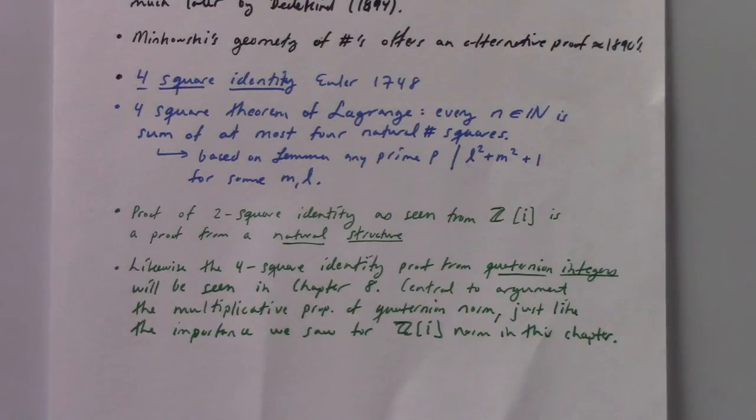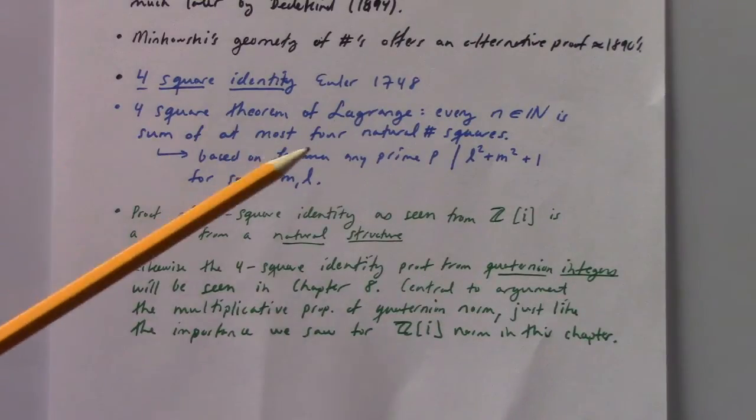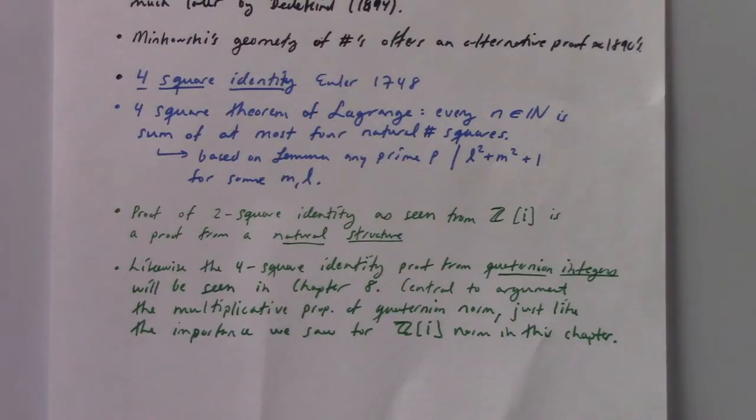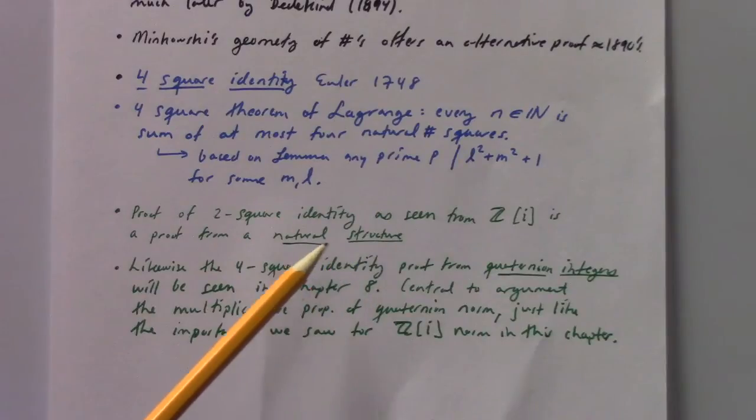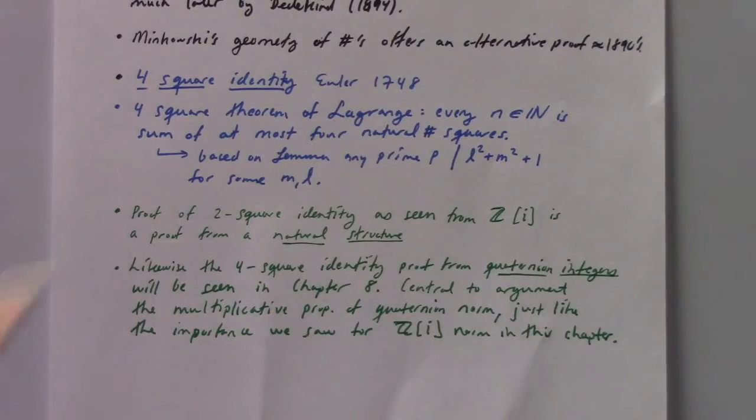Minkowski's geometry of numbers is something interesting I haven't had a chance to read much on yet. I probably should. Anyway, the four-square identity is just very, very cool. We're going to spend a little while on quaternions. That will give us the four-square identity. The proof of the two-square identity, as we've seen from the Gaussian integers, was very nice. The proof of the four-square identity is going to come from the quaternionic integers, which is the natural analog to the Gaussian integers.